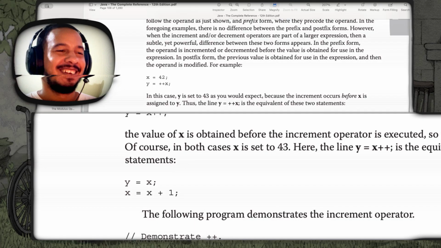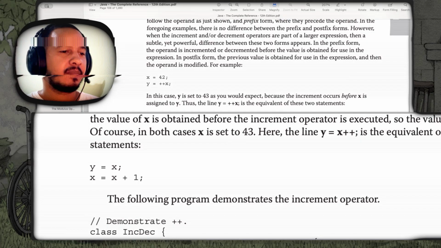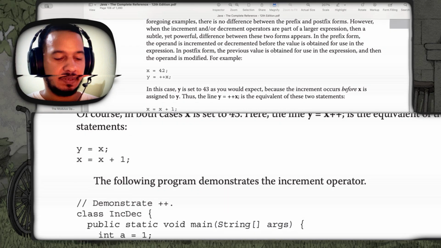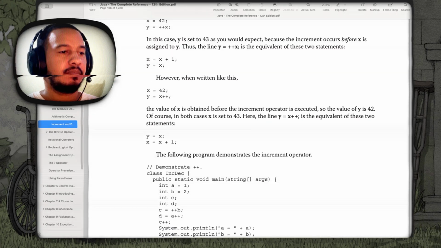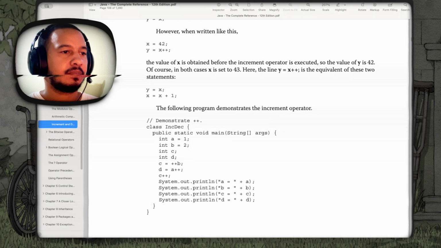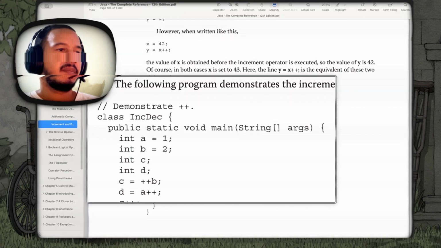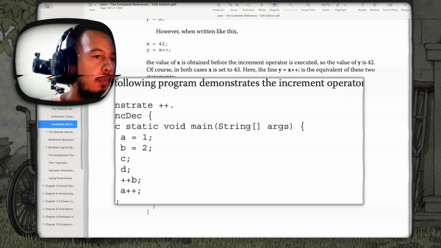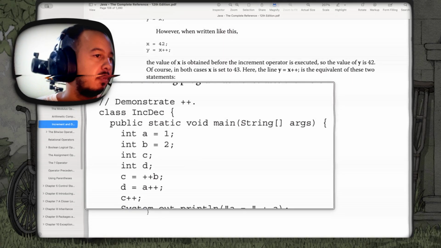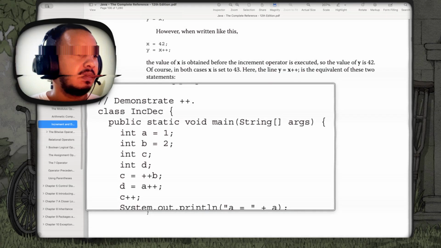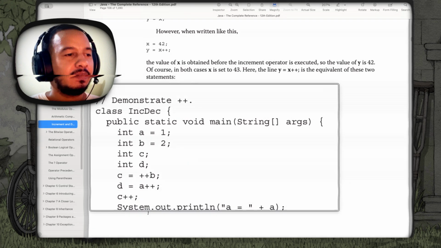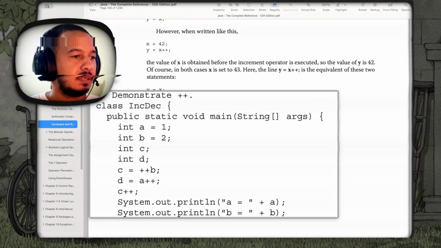The following program demonstrates the increment operator. Alright, so let's look at another program. Demonstrate plus plus, class increase, decrease. Public static void main.